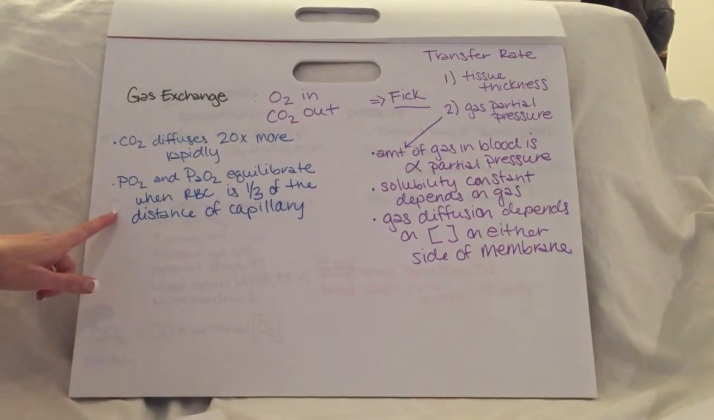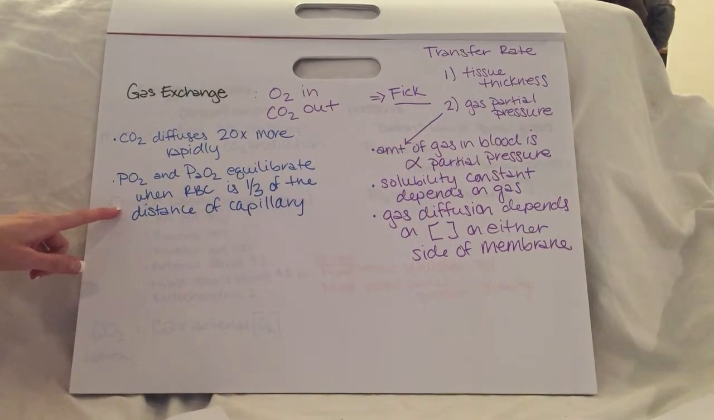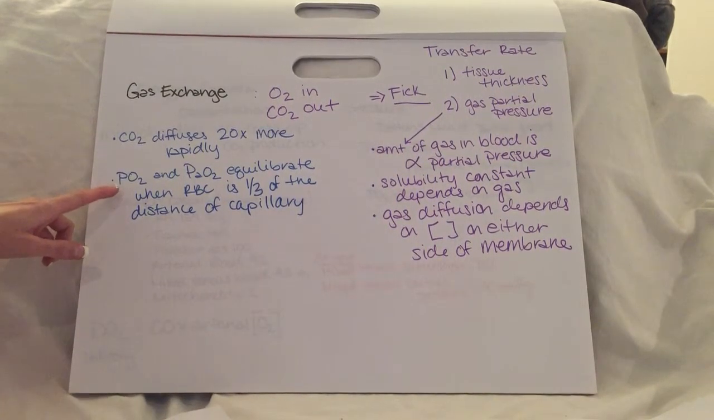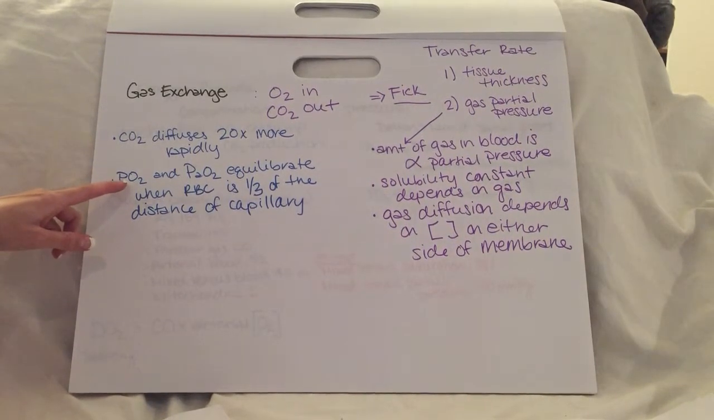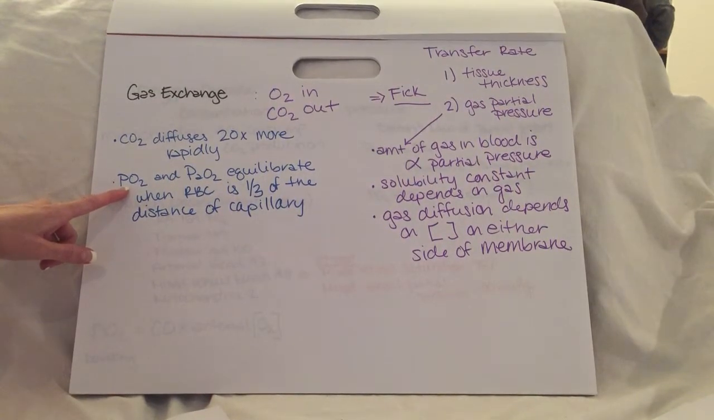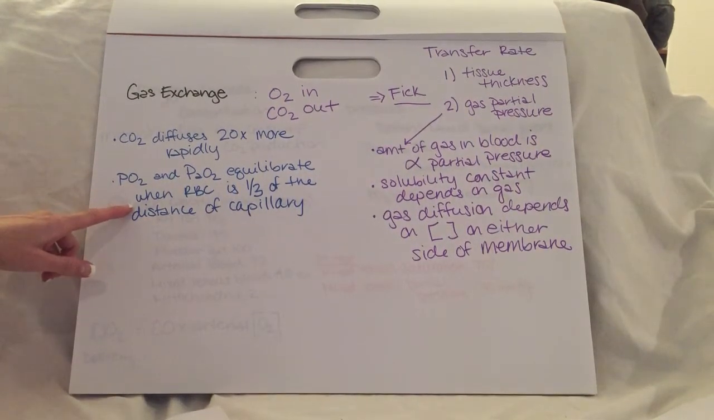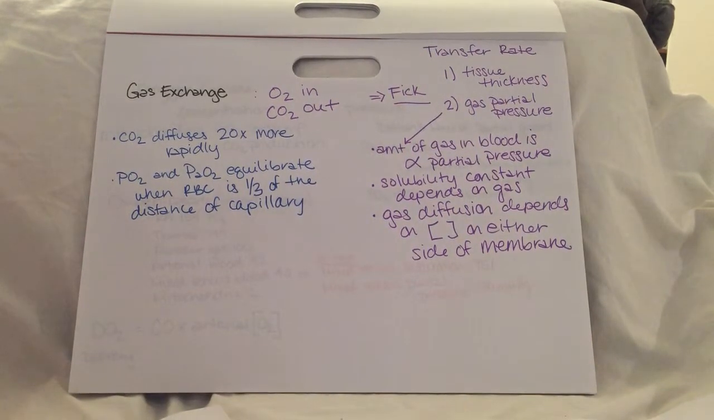This process, however, is in general extremely fast in the lungs. In fact, our alveolar O2 and the partial pressure of O2 in our capillary equilibrate when the RBC is only about 1/3 of the distance along the capillary.